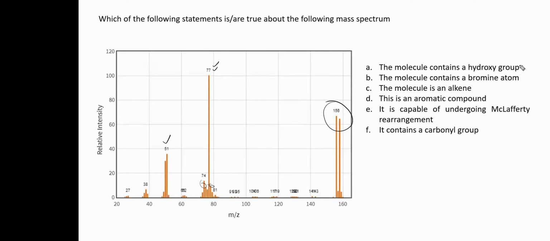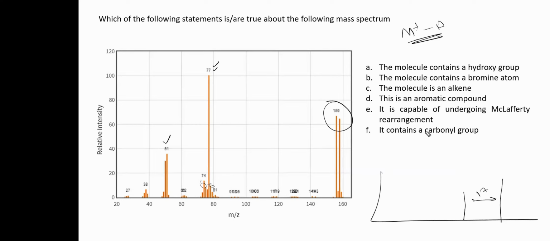Okay, the molecule contains a hydroxy group, right? If you want to know whether a molecule contains a hydroxy group or not, you should see whether you have an M minus 17. What I mean by that is, if we have a hydroxy group, you will see a molecular ion peak, and then you will see a peak at the molecular ion minus 17 in the mass spectrum, which corresponds to an OH group.